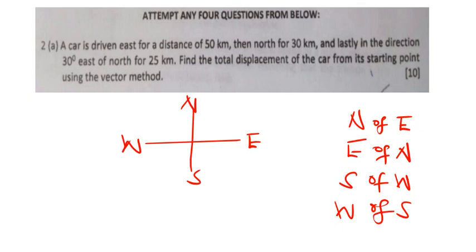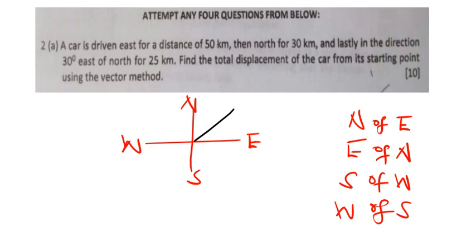Okay, now what if they say east of north? East of north, you know that the north is this side, so you're moving from the north, you're going to the east. Basically this is the angle that they want.